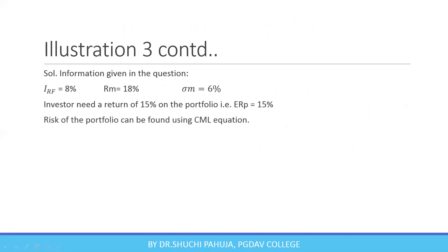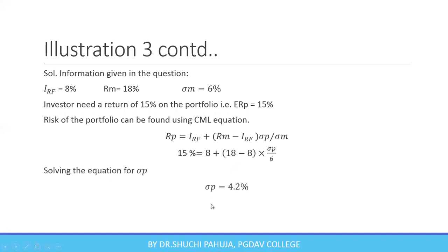Risk of the portfolio you can find using the CML equation. This is your CML equation. Put all these values in the CML equation. The risk of the portfolio is to be found. Solving the equation, you can find the risk of the portfolio is 4.2%.